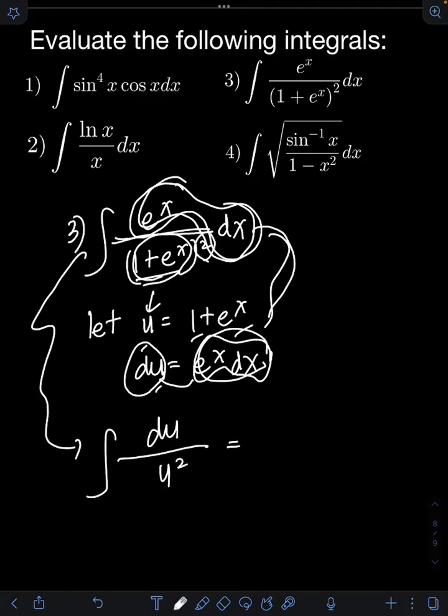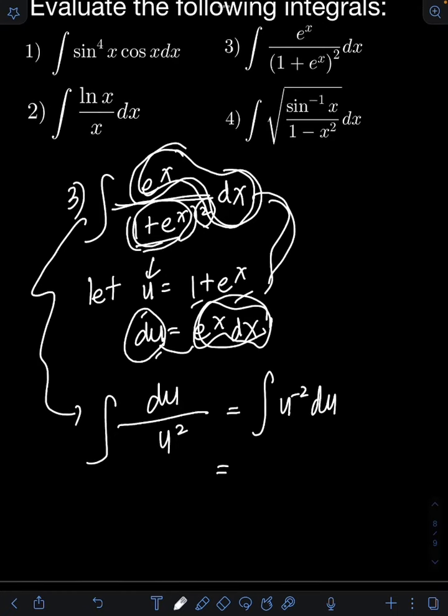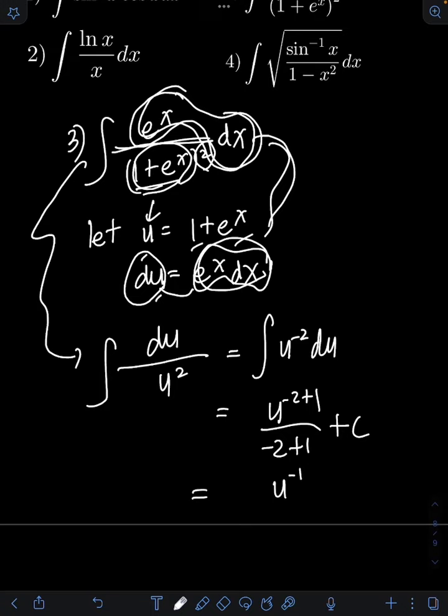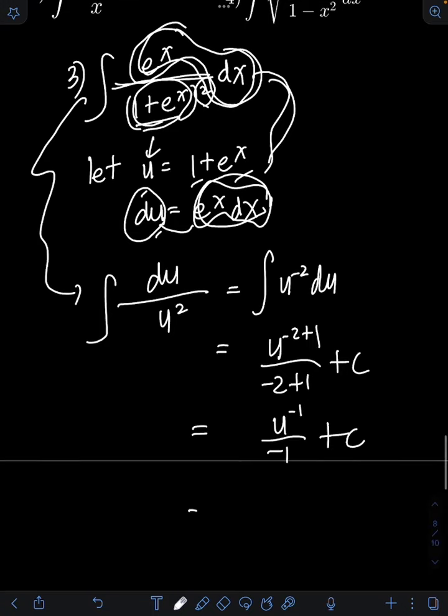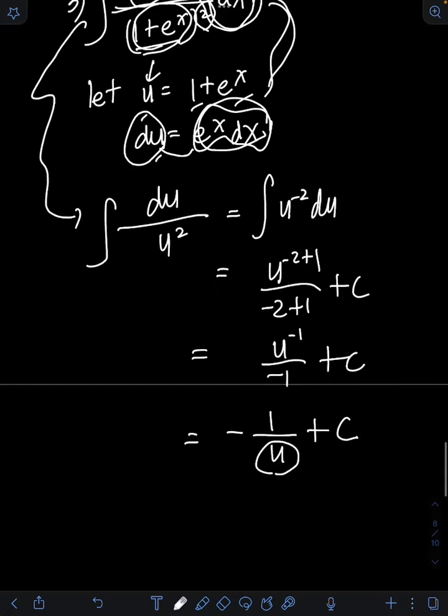Before we can apply the power rule here, let's transform 1 over u squared in terms of negative exponent. So that's equal to the integral of u to the negative 2 du. And therefore, the integral of u to the negative 2 du is u to the negative 2 plus 1 over negative 2 plus 1 plus c, or we will have u to the negative 1 over negative 1 plus c. Transforming into positive exponent, it's the same as negative 1 over u plus c. And don't forget, let's transform back the u in terms of x, which is 1 plus e raised to x. So the final answer is negative 1 over 1 plus e raised to x plus c.